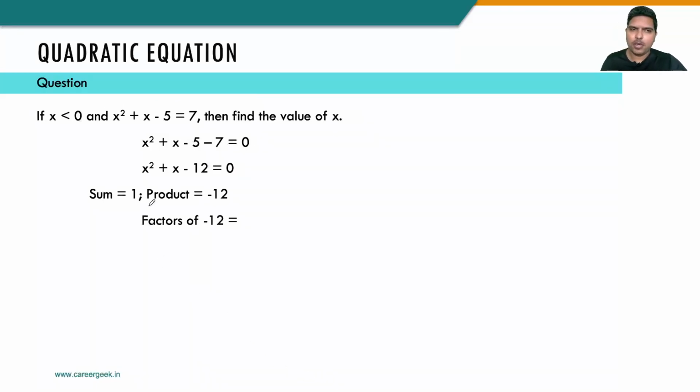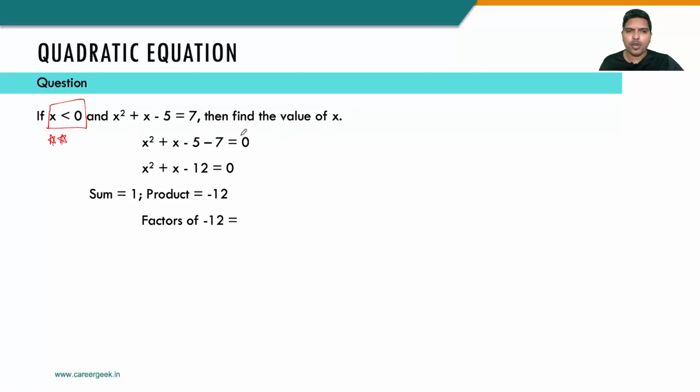Okay. One more example. If x is less than 0. A lot of students I've seen kind of ignore this. They don't pay attention to these things. If a condition is given, make sure that it's going to be useful. It's going to decide the answer for your question, right?